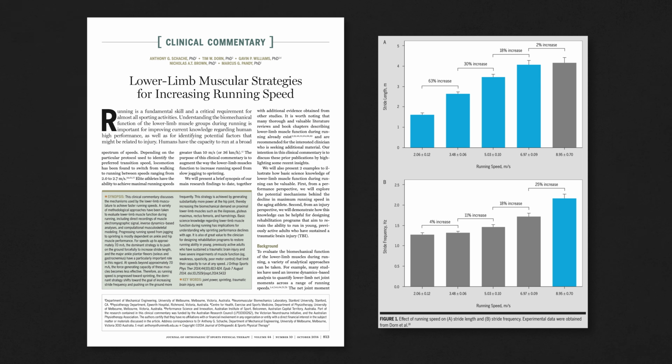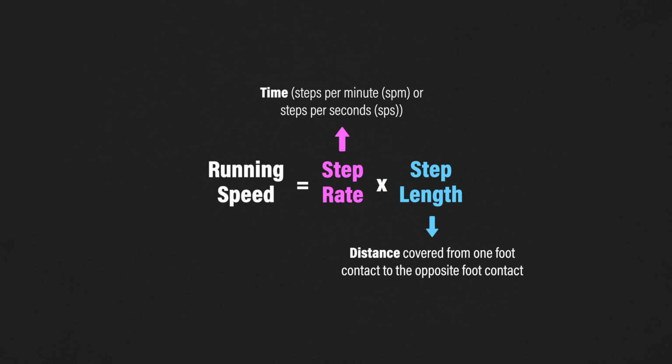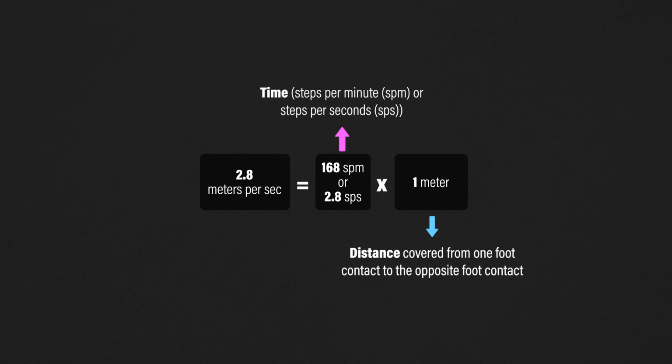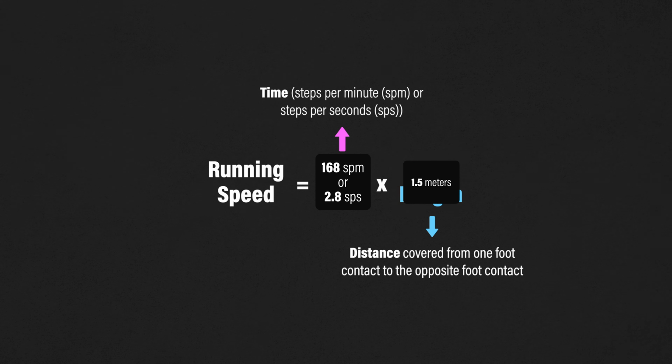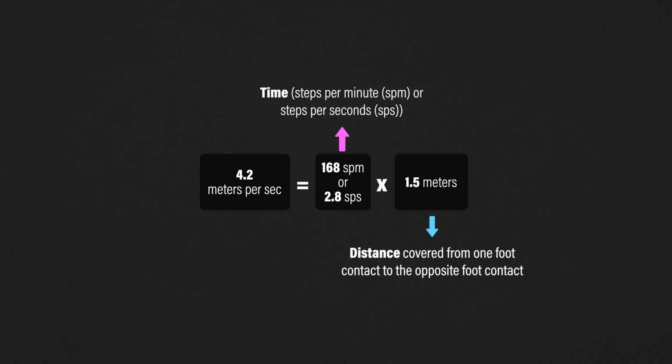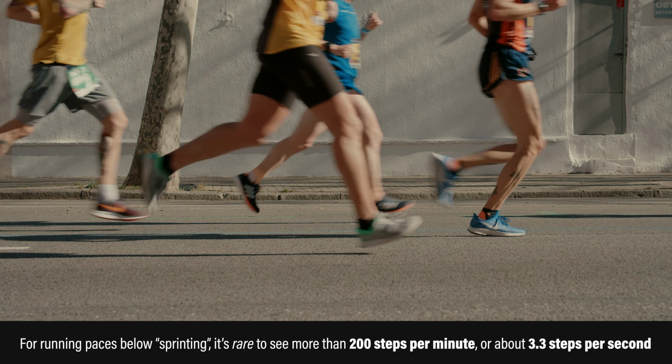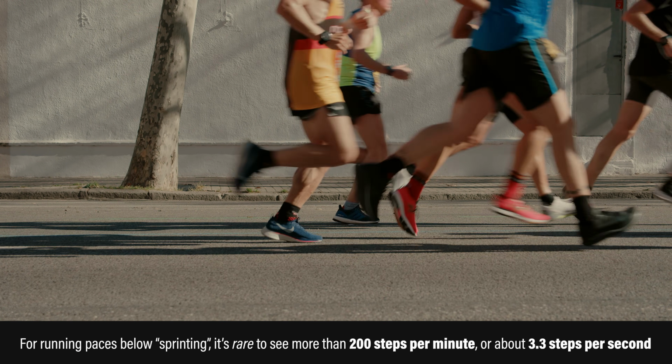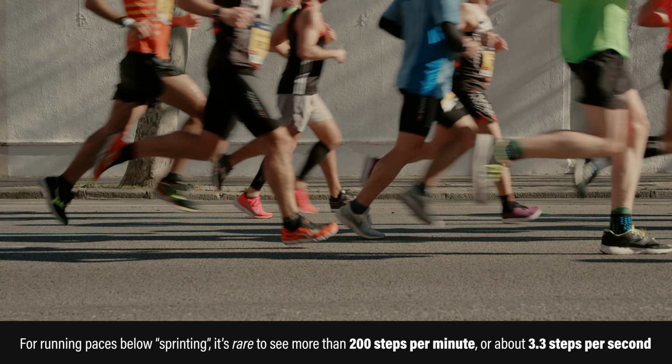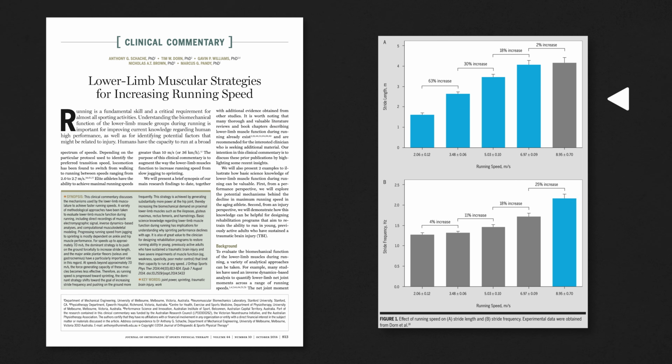This makes sense when we consider that speed is a function of distance and time. Let's say I'm running with a cadence of 168 steps per minute, or 2.8 steps per second. If my step length is 1 meter, I'll be running at a speed of 2.8 meters per second. If I increased my step length to 1.5 meters without changing my running cadence, now my running speed is 4.2 meters per second. For running paces below sprinting, it's rare to see more than 200 steps per minute, or about 3.3 steps per second. Given that, it's apparent why the first strategy is increasing step length until we reach sprinting speeds.